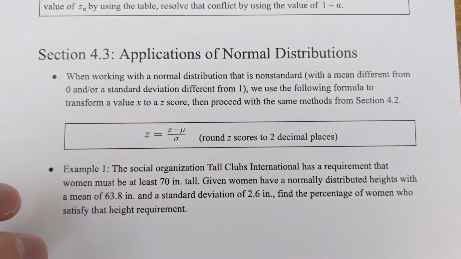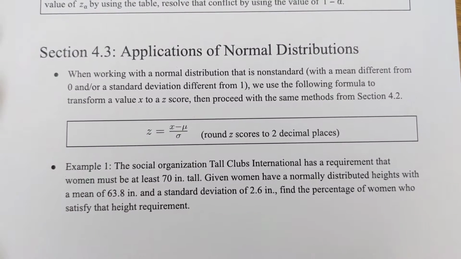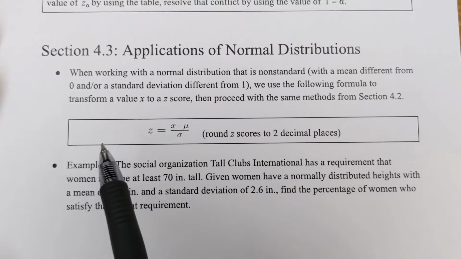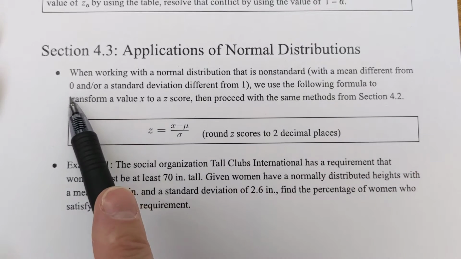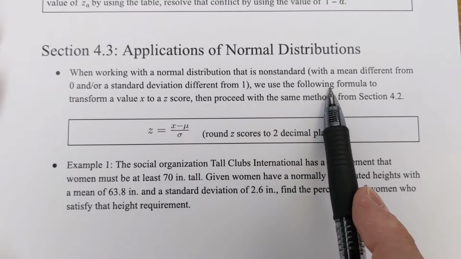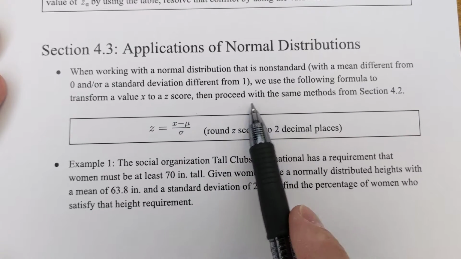So here we've got the notes for section 3, which deals with the applications of normal distributions. In working with normal distributions that are non-standard, which means that the average isn't necessarily 0 and/or the standard deviation is not necessarily 1, we use the following formula to transform an x-score to a z-score, and then proceed with the same methods we did before.